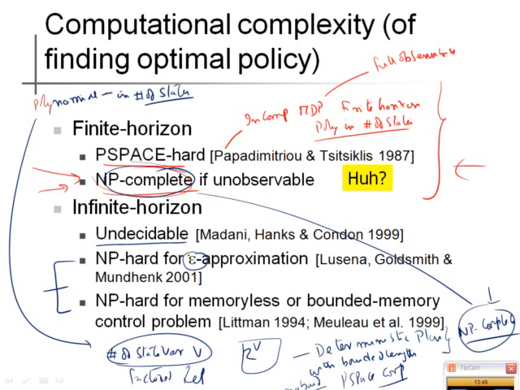Okay, and similarly, the bounded memory control problem. This is something we'll understand better as we go on today. One of the interesting questions for POMDPs winds up being, how do you store your policy?